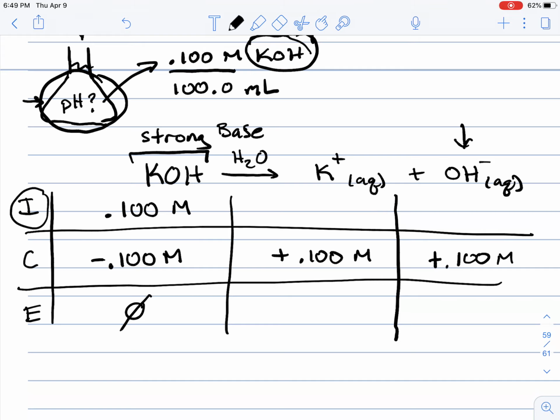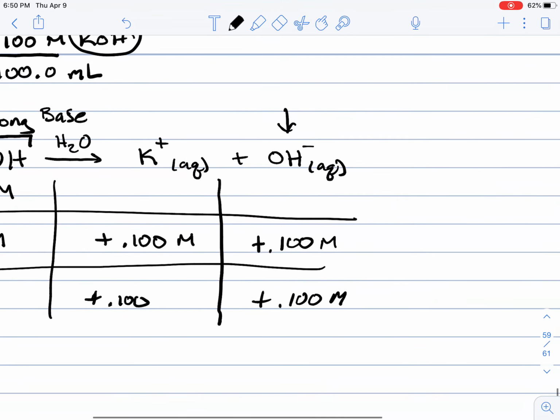And so just to complete this ICE table, here we have two products, potassium and hydroxide. Remember that we're trying to calculate the pH. And so the potassium is not really going to assist me in that endeavor. In addition, the potassium does not affect the pH of the solution, based on one of the previous lectures that I already went over.